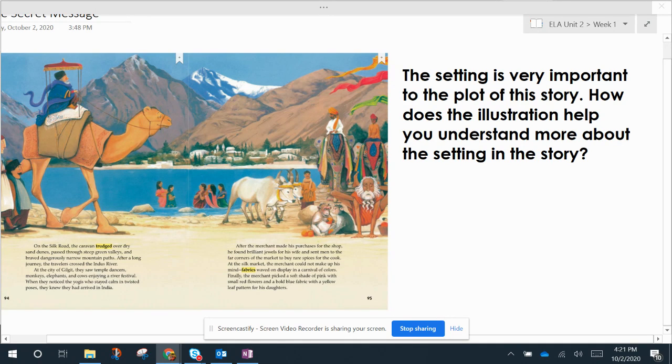So I'm going to answer this using RACE. I'm going to start by crossing out my question word how and the word does and my question mark. The illustration help you understand more about the setting in the story. I'm going to add an S to help to make it help it make sense, and cross out you and change it to me. The illustration helps me understand more about the setting. And then I'm going to take out in the story because it's not really needed, because I know I'm talking about the story.